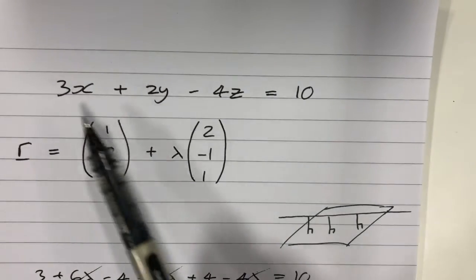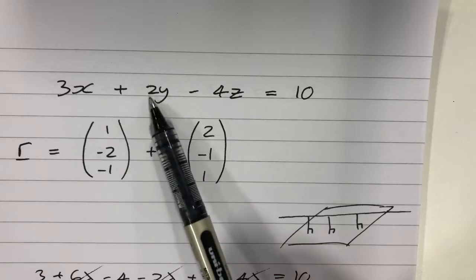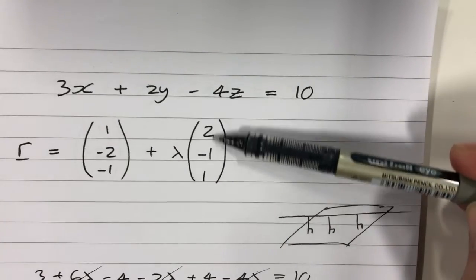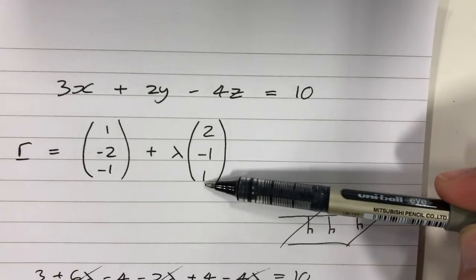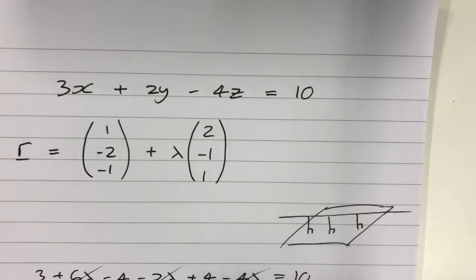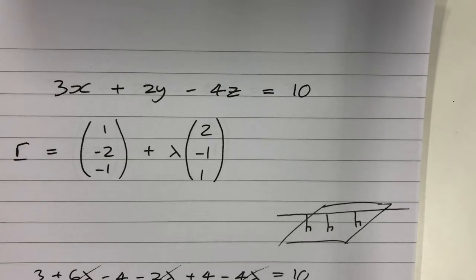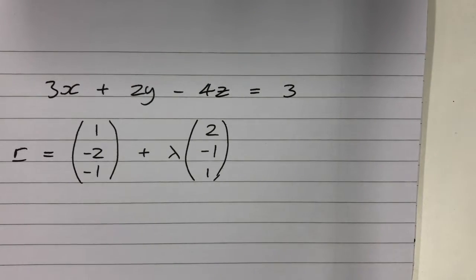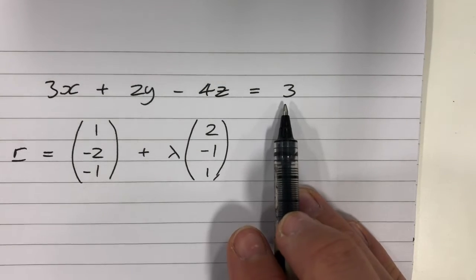Before you actually do any working, you could do the normal of the plane, so 3, 2, minus 4, dot it with the direction of the line. If that comes out to be 0, then you know your lambdas are going to cancel. And you're going to end up with either this case, or you could end up with this case. What happens if it equals 3 rather than 10?